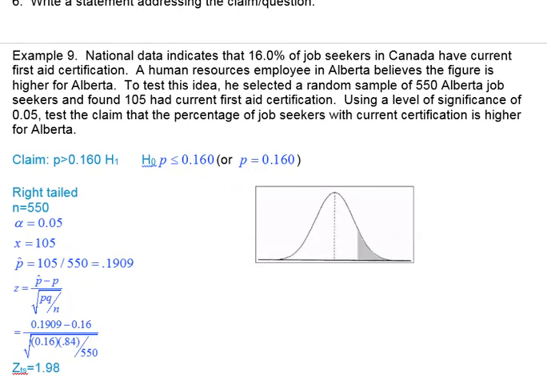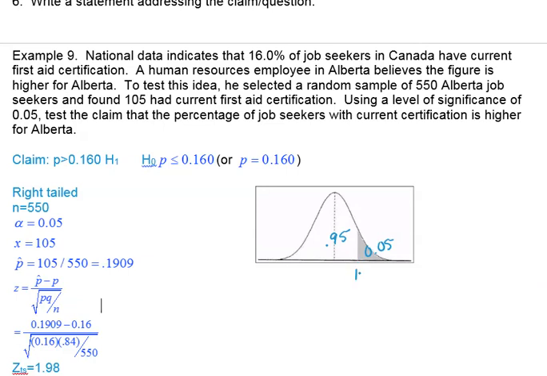Then we have two choices. We can either figure out the critical value from our alpha, or we can figure out the p-value from our test statistic. So if you're looking for the critical value, well, our alpha is 0.05. So on our diagram, we're going to have this is 0.05. We're looking at a right-tailed test, so we'll look up 0.95 on our z-score table.